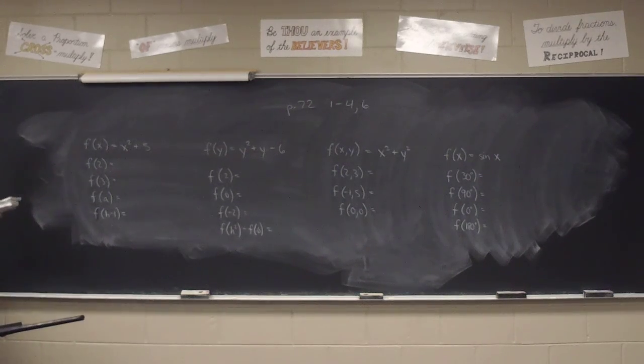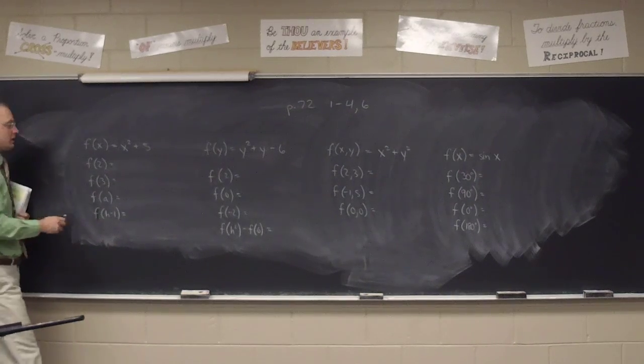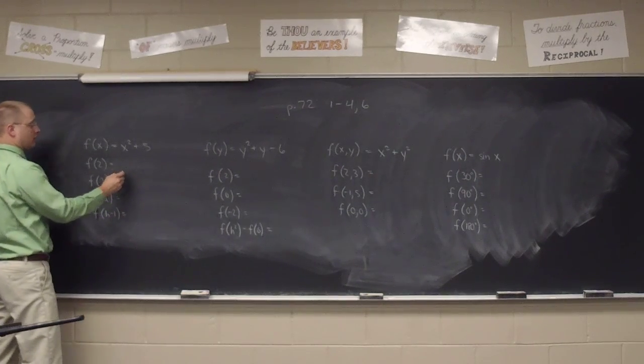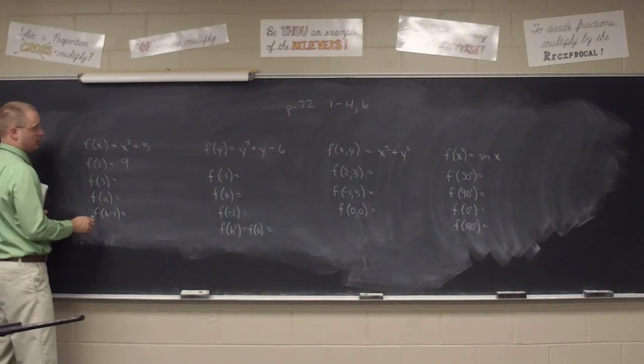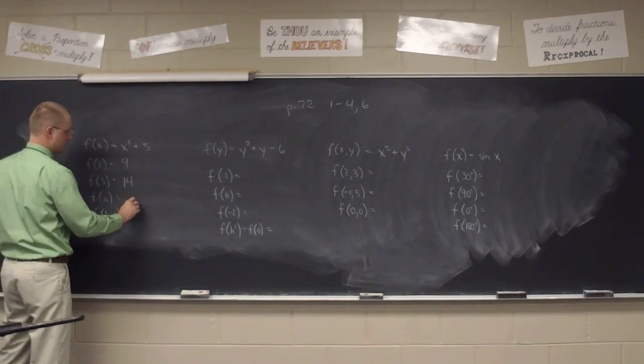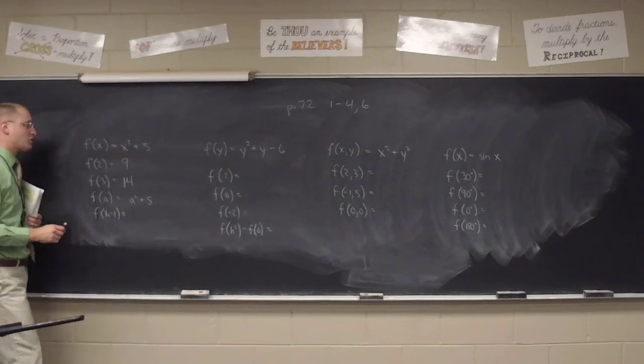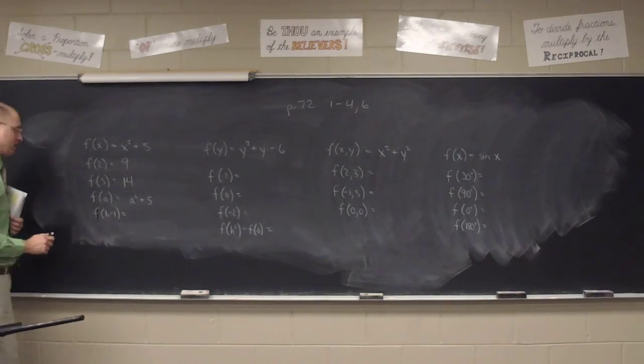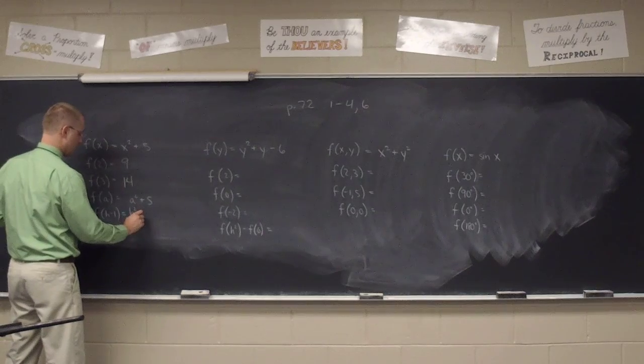All right, for sake of time, pencils down. Look up this way. For the first one, what did you get for f of 2, Chris? 9. F of 3, Quentin. 14. F of a, Jamie. a squared plus 5. And f of h minus 1, Ethan. h squared plus 2h plus 4.